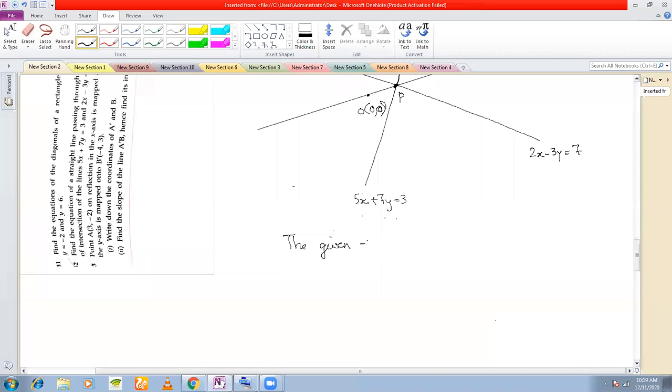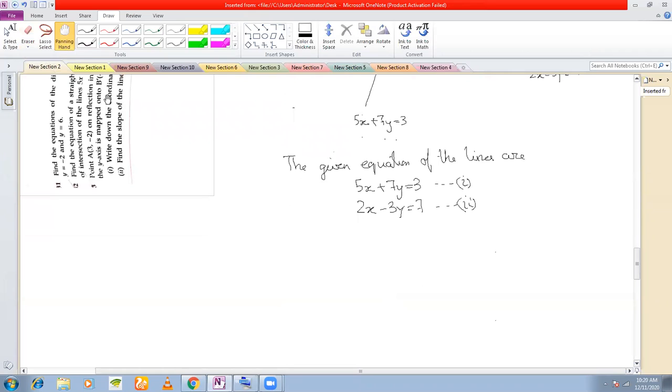What are the equations of the lines given? 5x plus 7y is equal to 3. Call this 1. And 2x minus 3y is equal to 7. Call this equation number 2. How to get the point of intersection of these two straight lines? You solve the equations of these two straight lines simultaneously. You know how to solve simultaneous equations? You solve them simultaneously.